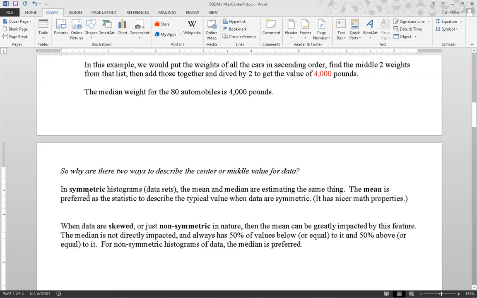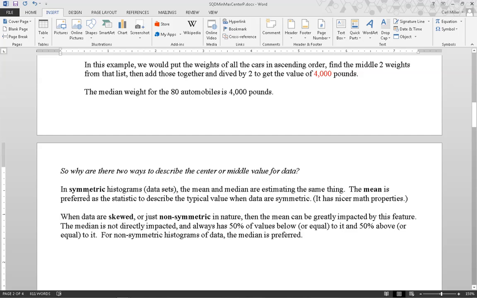When data are skewed, or just non-symmetric in nature, then the mean can be greatly impacted by this feature. The median is not as directly impacted and always has 50% of values below or equal to it and 50% of values above or equal to it. For non-symmetric histograms of data, the median is preferred as the measure of center.